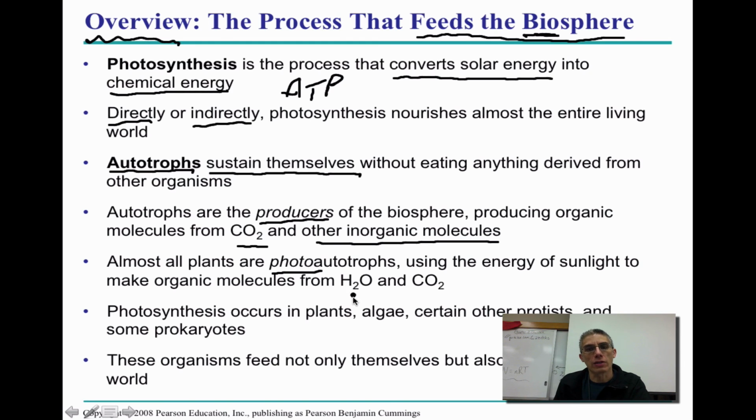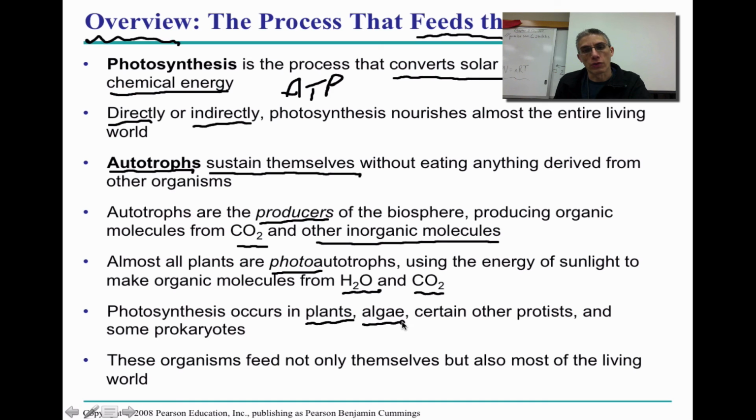So they're going to use the light along with some H2O, some water, and CO2 to produce the food that they make, the food that we benefit from. So photosynthesis is going to occur in plants, of course. It's going to occur in most algae. There are some protists, single cell creatures out there, which will photosynthesize. And there are some prokaryotes, some bacteria-like organisms that will photosynthesize as well. So these organisms feed not only themselves, but again, as we said earlier, they also feed most of the living things that are found on this planet.